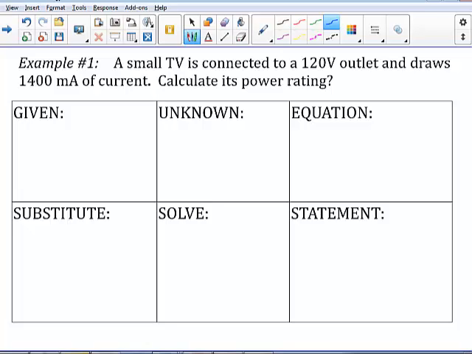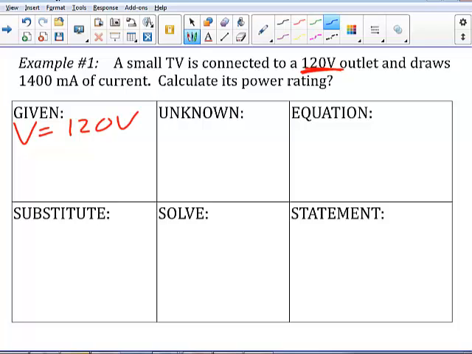Now that we've got multiple equations to work with, we're going to have to think about what the appropriate equation is to use. So, in this question here, a small TV is connected to a 120 volt outlet and draws 1400 milliamps of current. Calculate its power rating. Well, we can see right there, the V is equal to 120 volts.